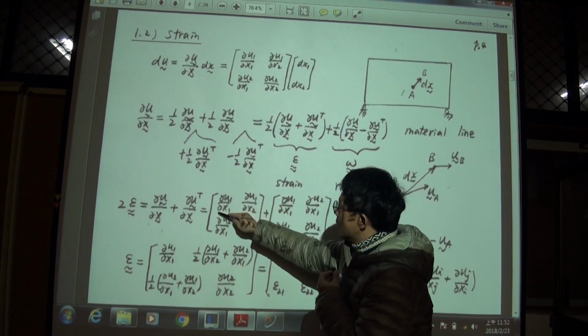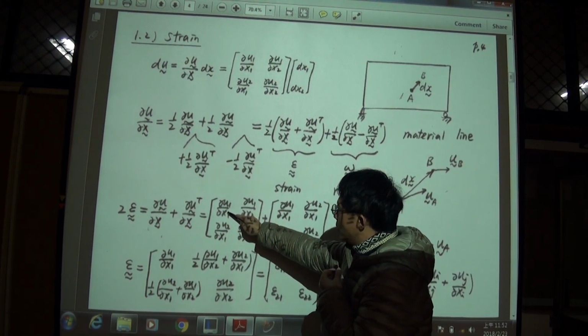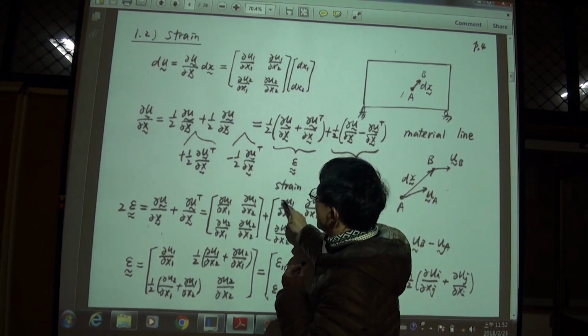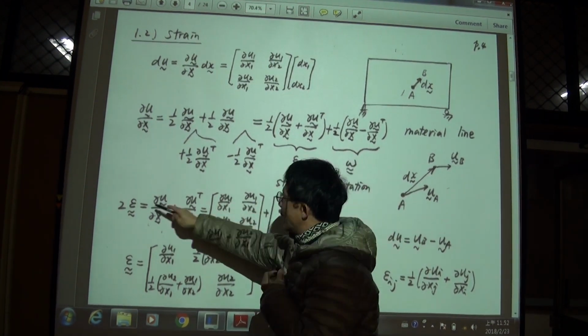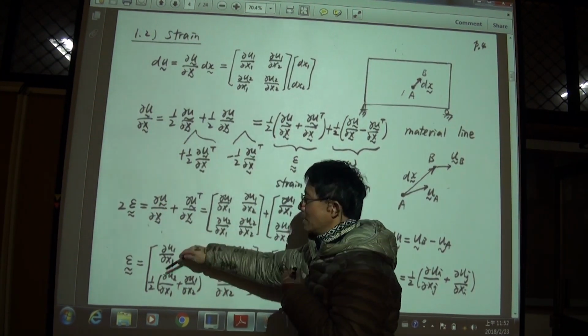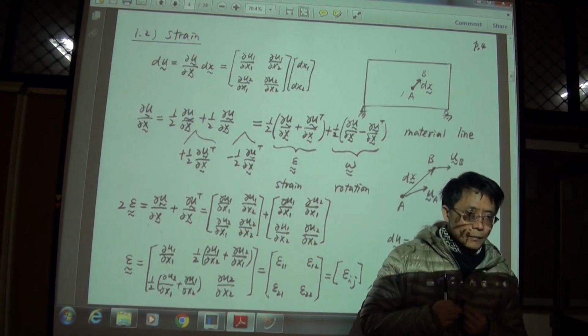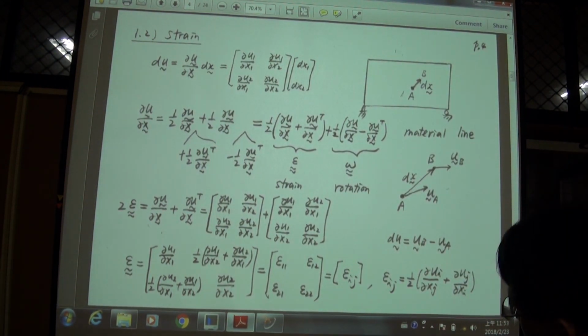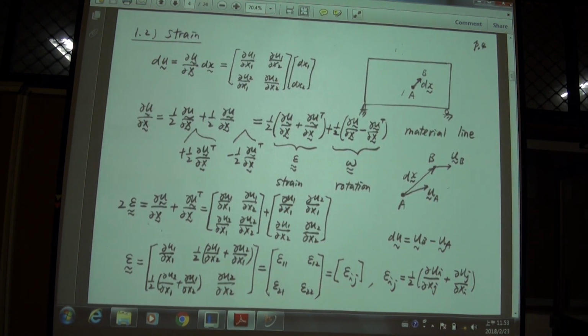So we have the transpose, and then we sum it up together. We have 1 partial u1 partial x1, 2 partial u2 partial x1. So we have 2 partial u1 partial x1 cancel out with the 2, and then we get this one. In the same way, we can have the shear component, like this.